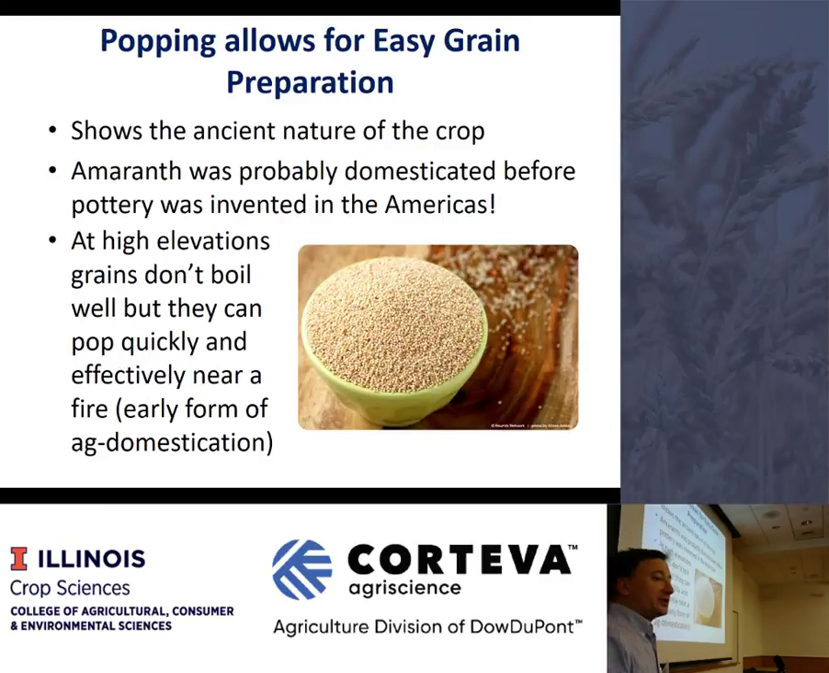This popping is interesting because I think it shows some of the ancient nature of the crop. Amaranth was probably domesticated before pottery was available. And if you think about it, some of the original maizes might also be originally popcorns, and some of the original beans at high altitudes were popped beans. So all throughout the Americas, people had this culture of growing grains that would quickly pop, basically on a hearth, and obviously they didn't need to boil them, so it was a quick way to have food.